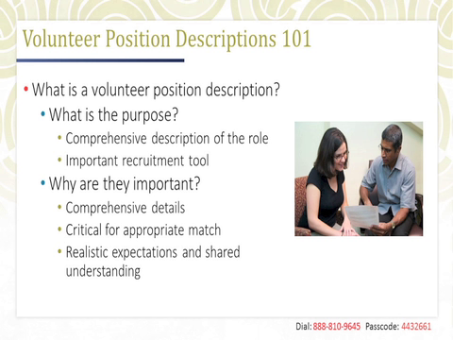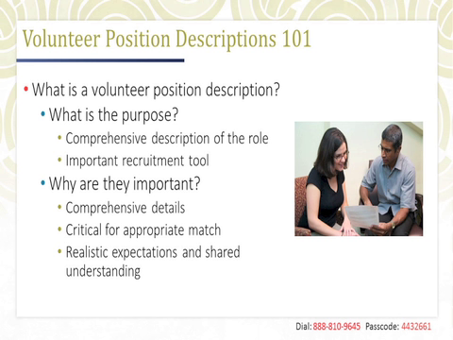Before we get into how to design a position, I wanted to very briefly touch on what a volunteer position description is. In short, it is the written overview of a volunteer position. The purpose of this is to capture a comprehensive snapshot of the volunteer role. I should be able to pick it up, read through it, and understand what does this person do, what are their tasks and responsibilities, where in the organization are they serving, for what purpose, who do they work with. It should be a one-stop shop of understanding that position.